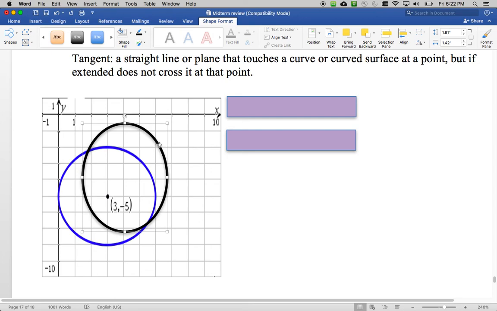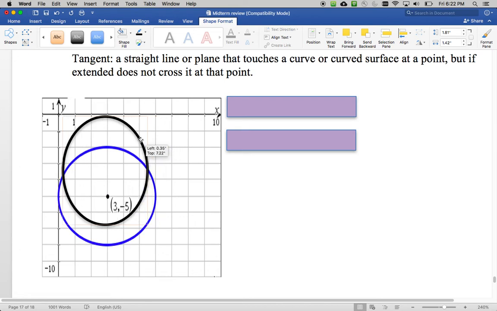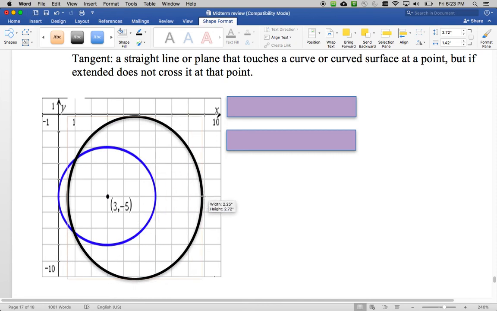And I honestly have no idea how wide this should be, but I do know that it should touch the x-axis right at 3. We're going to pretend that's there. And then it should, let's see, 1, 2, 3, 4, 5. It should have a radius of 5. There we go. Which means that this needs to go out, let's see, to 8.